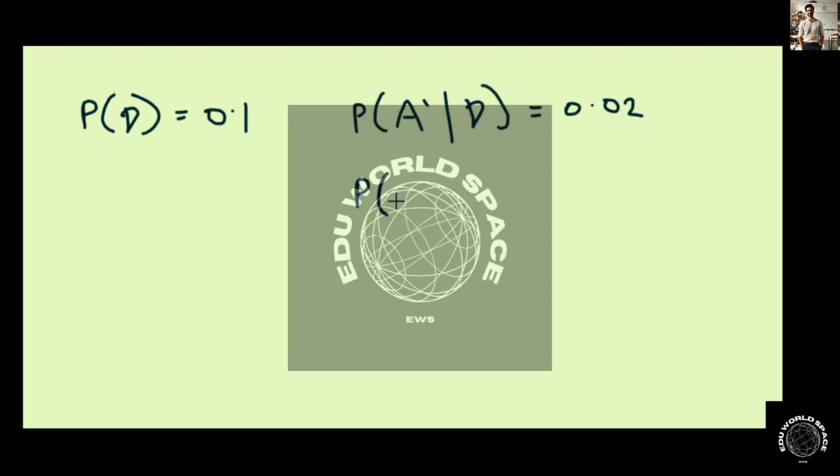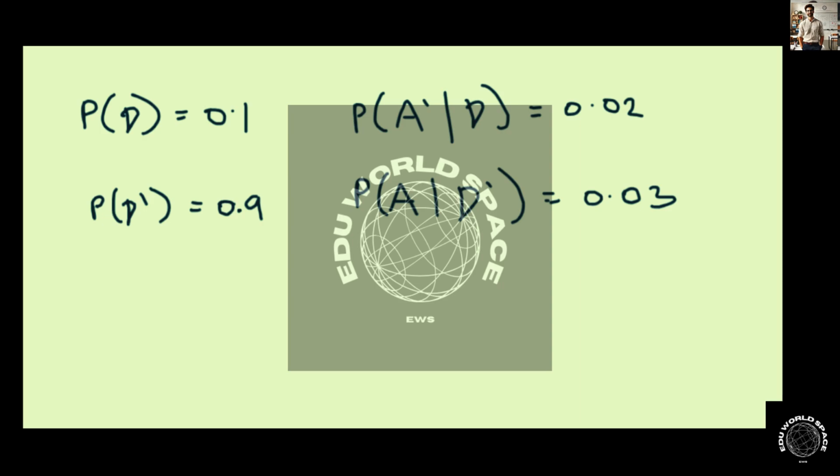The probability of being diagnosed as having the disease, given they don't have it, so D prime, is 3%. And of course, the probability of not having the disease is 90% of the time. So we've extracted the information from the question and put it in probability notation. Probability of disease, 10%. Probability of not being diagnosed, given disease, 2%. Probability of no disease, 90%. Probability of diagnosed, given no disease, 3%.